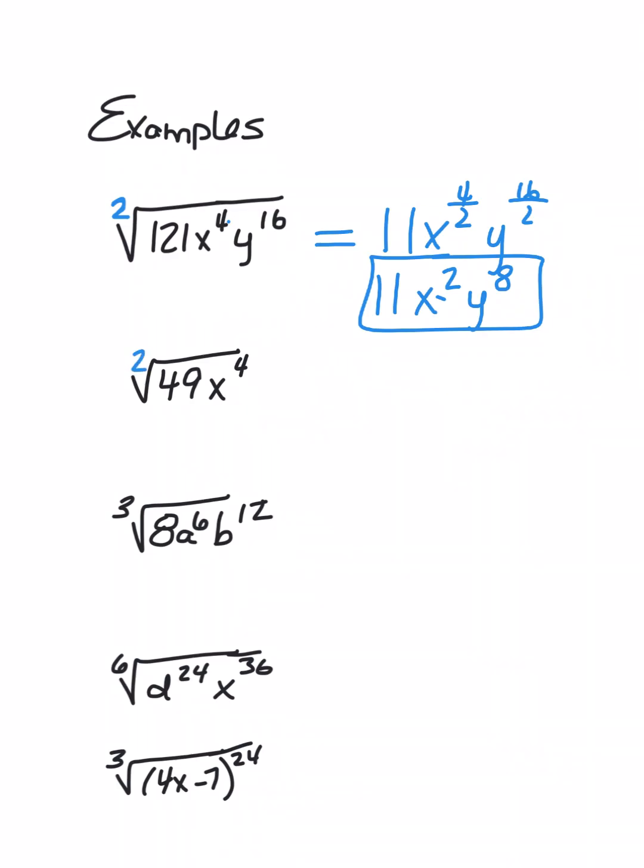This one here, again, there's no index. We assume it's the square root. The square root of 49 is 7. It's going to be x to the 4 over 2. So it'd be 7x squared.